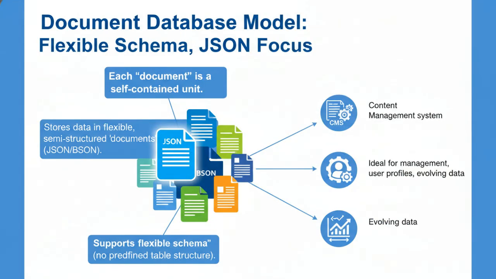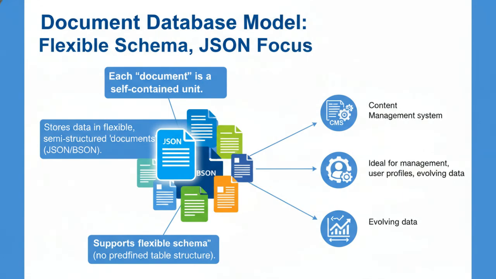Shifting gears to NoSQL databases, the first we'll discuss is the document database model. This model stores data in flexible, semi-structured formats, primarily JSON, JavaScript Object Notation, or BSON. Each document is a self-contained unit similar to an object and can contain varying fields and structures even within the same collection. This flexible schema approach means you don't need to predefine the table structure or columns, allowing for rapid development and easier evolution of data models.